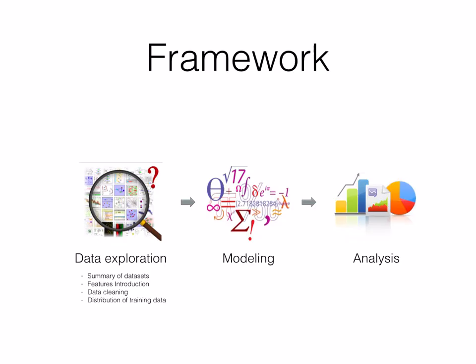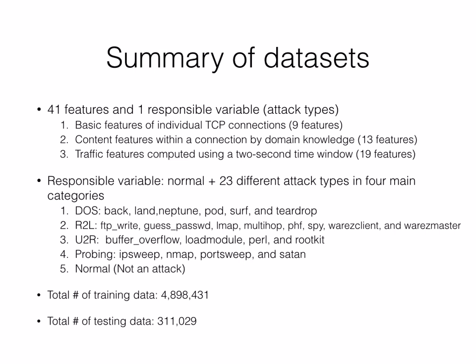So the framework is like this. First, I will do the data exploration, then modeling, and then analysis. For the data set, we use 41 features and one response variable. There are three main types of features, which I will introduce later. For the response variable, we have one normal class and 23 different attack categories.